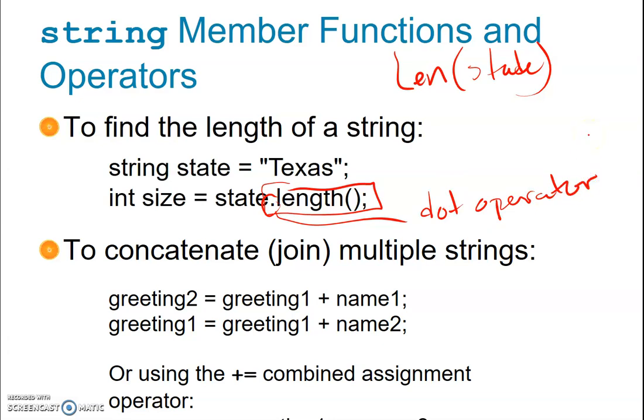It definitely is something that we would use moving forward, this dot operator. The parentheses indicate that this is a function. This one does not take any parameters. What it will do, though, is take state, find its length, and store it into size. It returns an integer. I can store it in a double if I want to, but it does return an integer.